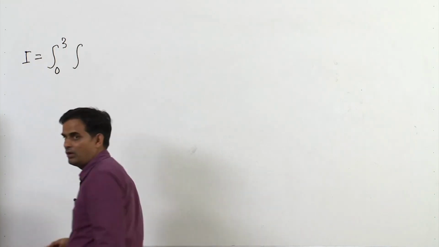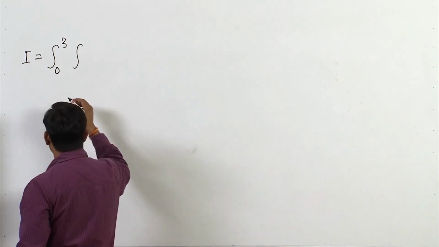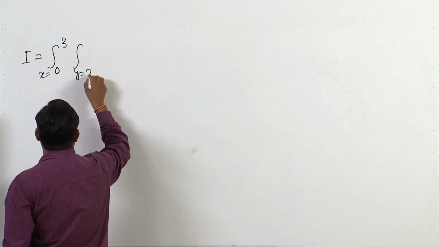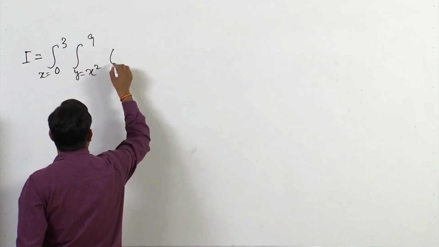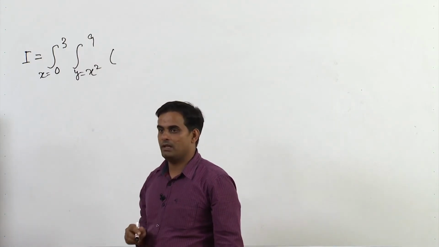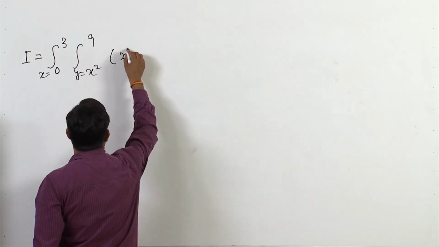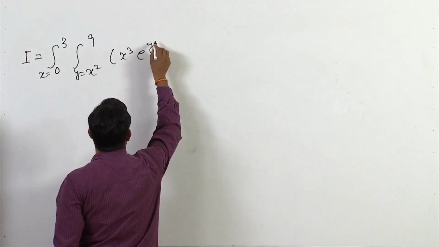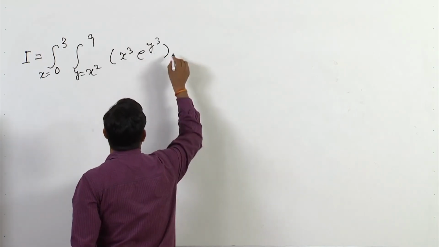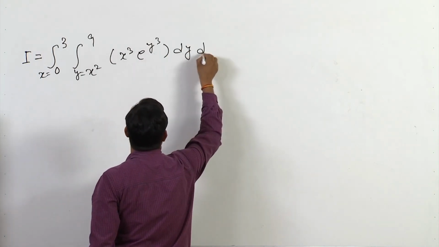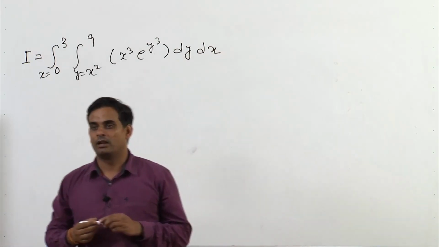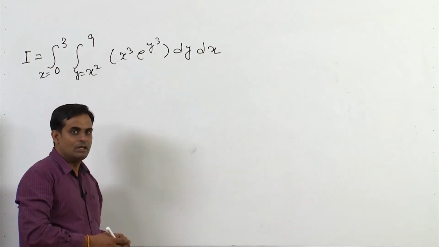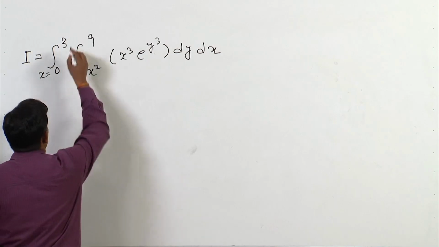And this is an example again from the double integral. So, here x equals 0 to 3 and I have y equals x square to 9. In this particular example, the function which I need to integrate is x cube into e raised to power y cube, and then dy dx. So, what do I have? I need to evaluate this particular integral.